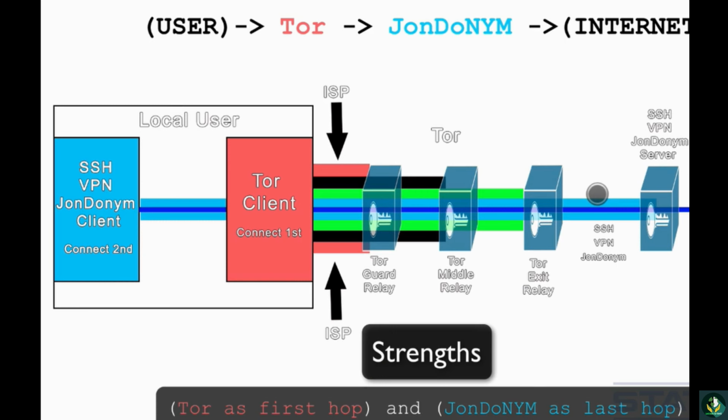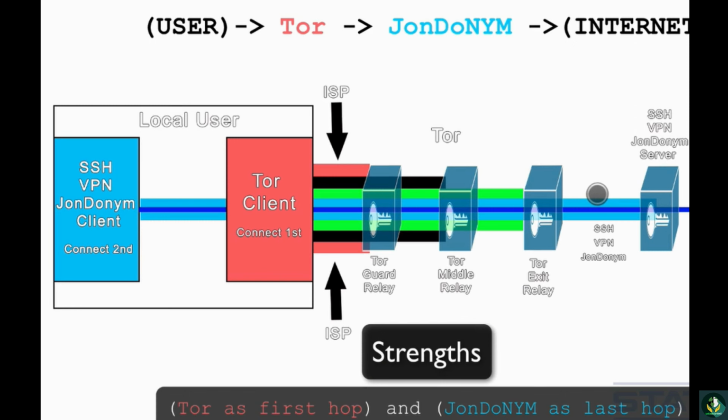But in this system, Tor is blocked from its destination by the SSH VPN John Doe server. Before this, between these two layers, the Tor exit relay and the SSH VPN John Doe server, Tor is stopped. At this SSH VPN John Doe third layer, it is stopped and cannot reach its destination.